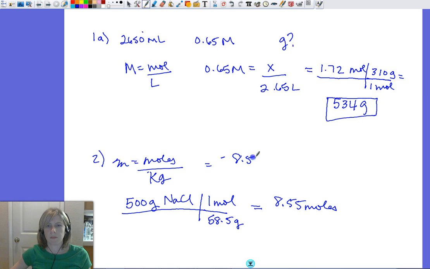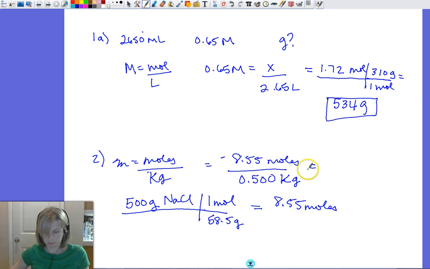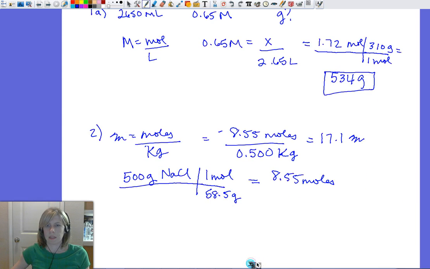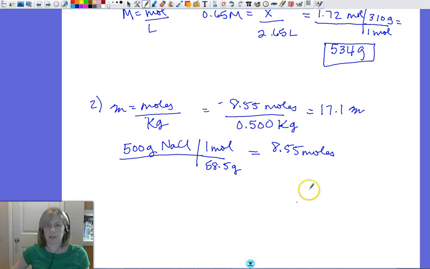So now I can plug it into this equation. So I have 8.55 moles over, and since I need to have the same mass, I'm going to do 0.5 kilograms. And when I solve that, that gives me 17.1 molality. So this is part A that it's looking for.